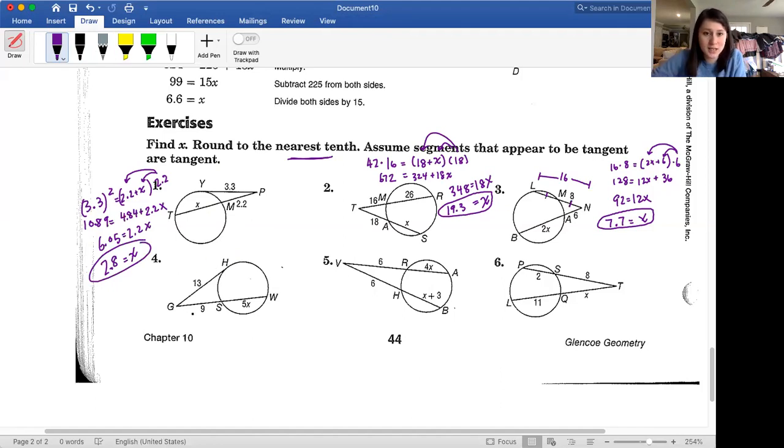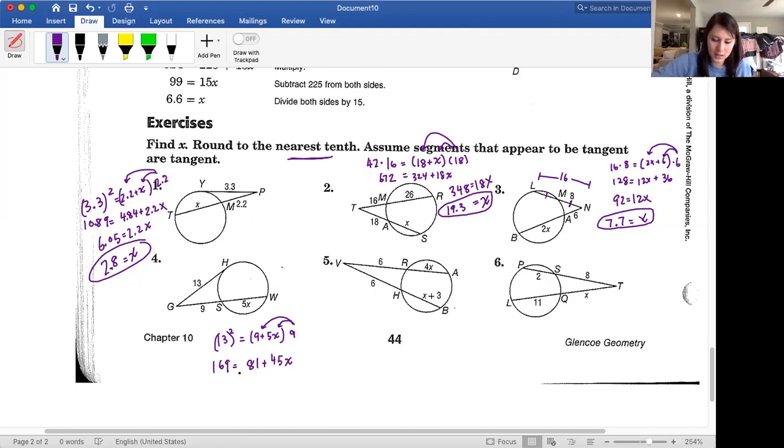We've got a tangent and a secant. So my tangent is 13, so I'm going to do 13 squared equals the product of my entire length times the part outside the circle. So I need to distribute into what's in the parentheses. 13 squared is 169, and 9 times 9 is 81. 9 times 5x is 45x.